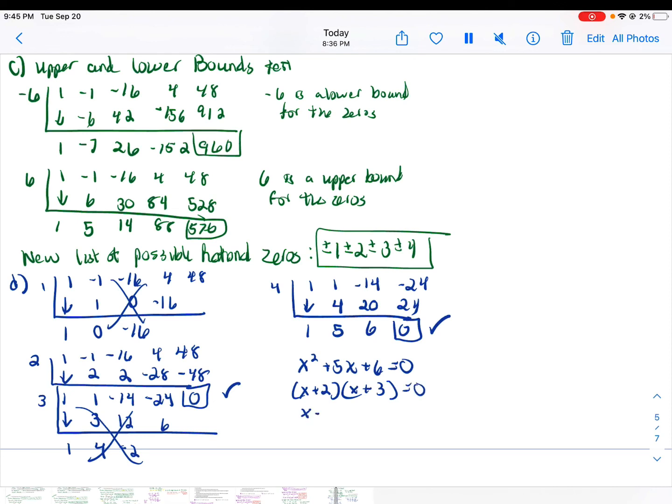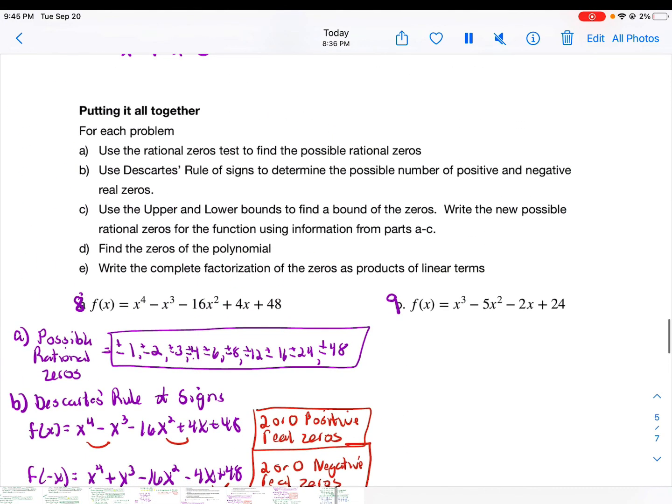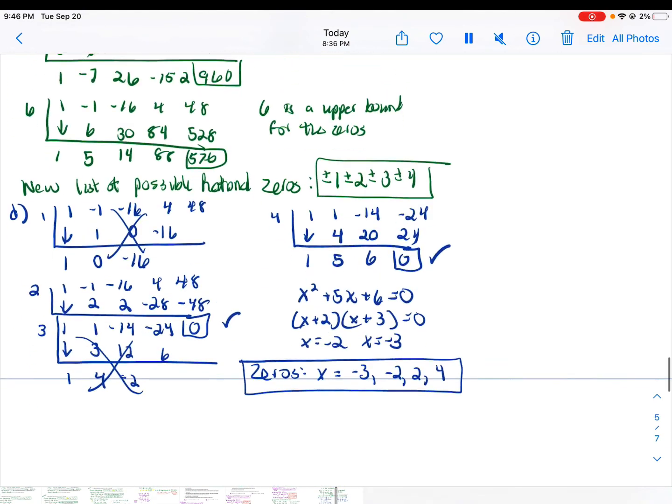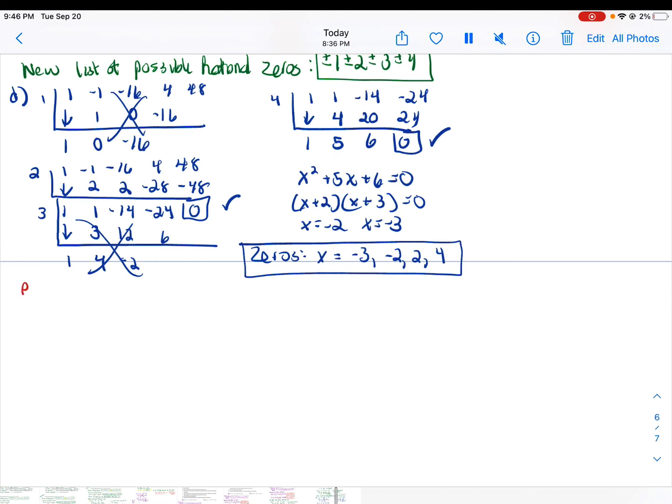And my other zeros would be negative 2 and negative 3. So listing all the zeros of this polynomial, or the solutions to this equation, they are negative 3, negative 2, 1, and 3. I'm sorry, 2 and 3. 2 and 4. I'll get it straight in a moment. And those are my zeros. The last thing, part E, says rewrite your function as a product of linear factors.